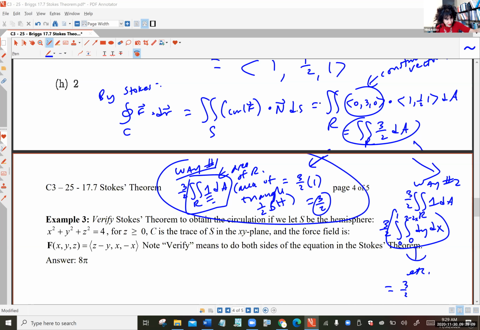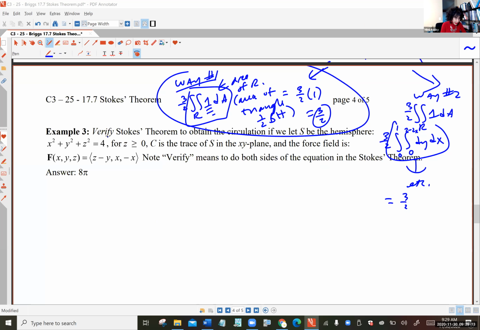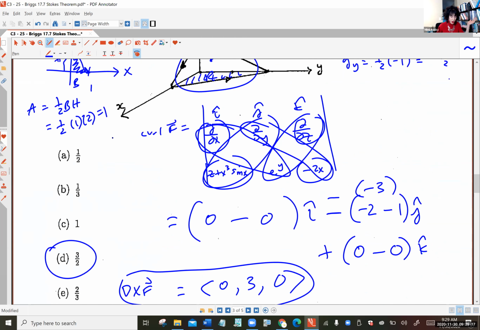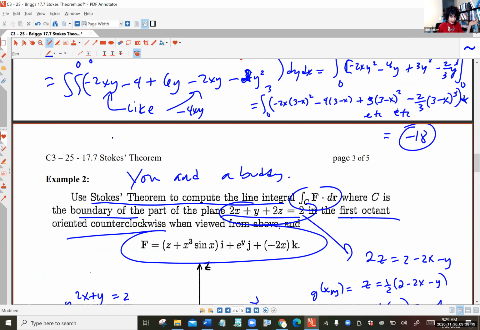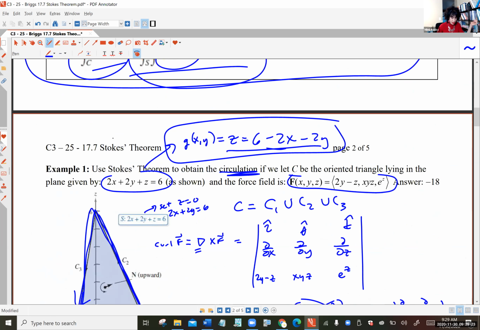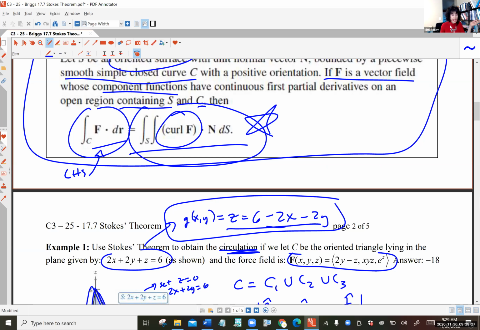Okay. So this is the verify Stokes. So we're going to verify. That means left-hand side and right-hand side. So when I say left-hand side and right-hand side, what left-hand side, right-hand side am I even referring to? We'll go back to the Stokes theorem up here, and the left-hand side is an actual line integral.